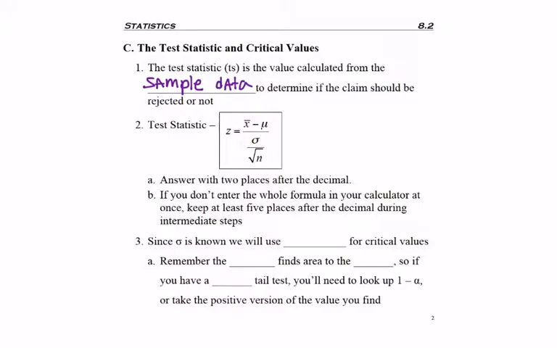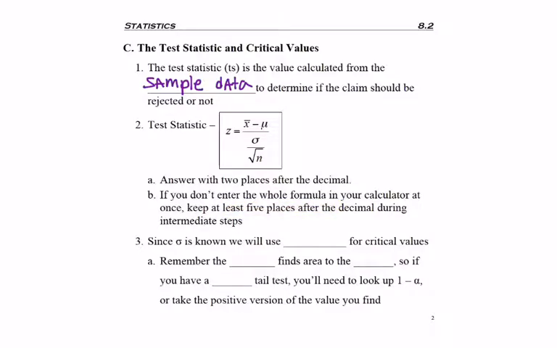We take our sample mean and subtract it from the population mean to find that difference, but we want to divide it by the standard deviation. But remember, since we're using a sample size, standard deviation needs to be adjusted and itself needs to be divided by the square root of the sample size. For our test statistic, I'll always be answering two places after the decimal. And remember too that if you do not enter the whole formula into your calculator at once, which I'll show you when we get there, and you want to do intermediate steps, always use a minimum of 5 places after the decimal to avoid round off error.